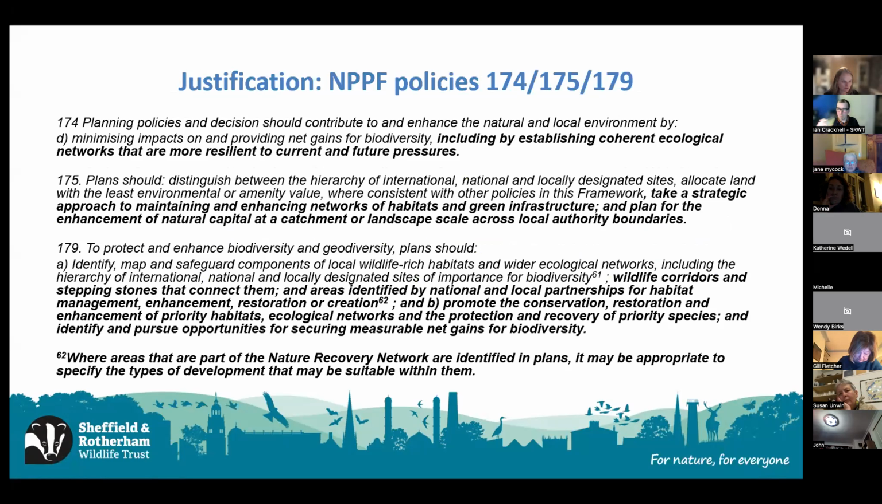I don't expect you to read this. I just said earlier we have to justify why we're making suggestions. The National Planning Policy Framework says that plans should include things like wildlife corridors and stepping stones, areas for enhanced restoration and creation. And map 17 doesn't include those things at the minute. It doesn't include the priority habitats and species and so on. So yeah, that's the justification. We're going to put our draft response on our website, so you don't feel you need to scribble all this down or anything.